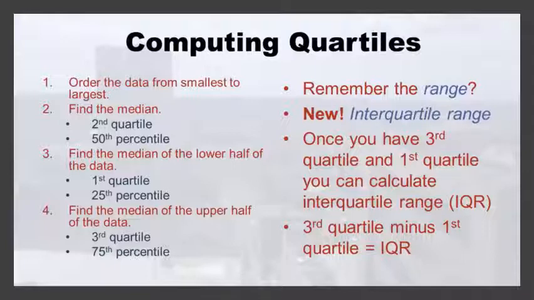All right, so we have a new kind of range that we're going to start looking at, and all you're going to do here with the interquartile range is take your third quartile value and subtract your first quartile value from it, and that's how you get your interquartile range. Just so you guys know, in the future, if you ever see IQR, that means interquartile range. And of course, all you have to do is take your third quartile and subtract your first quartile from it.